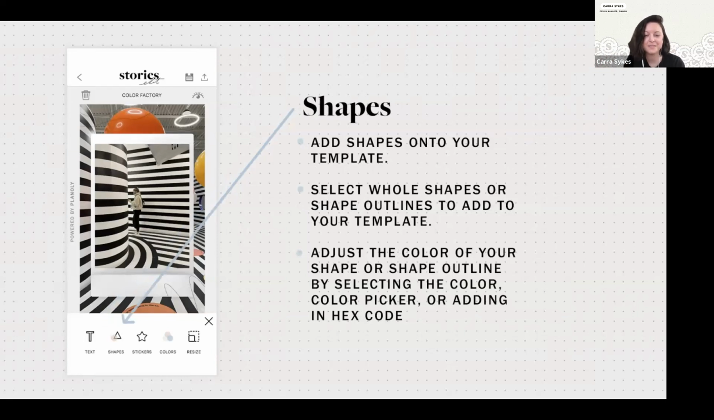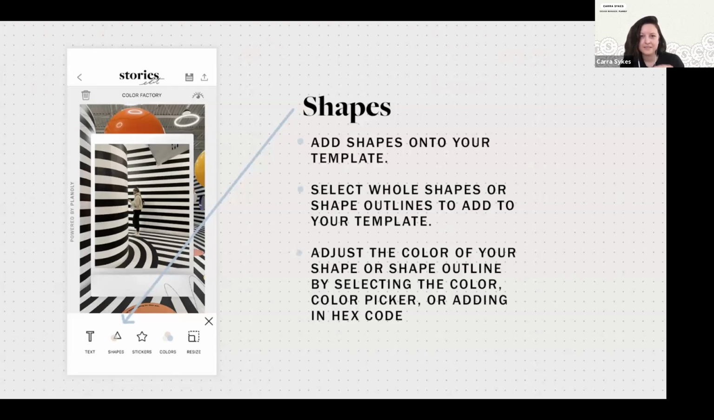All right, for shapes, I really like the shape tool, and I'll show you all that a little later on. You can add shapes onto your template, select whole shapes or shape outlines to add to your template, or you can adjust the color of your shape or shape outline by selecting the color picker or adding in hex code.